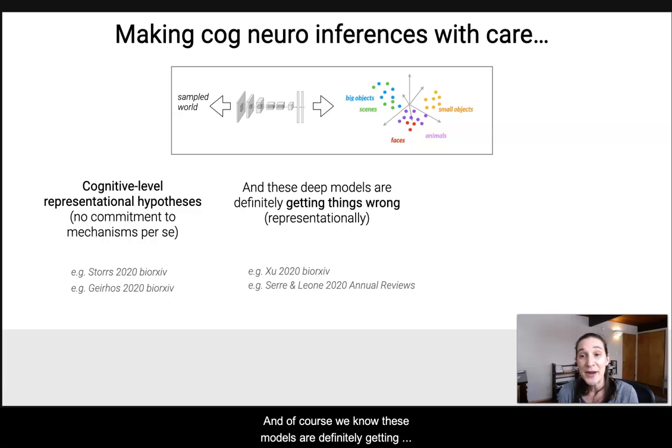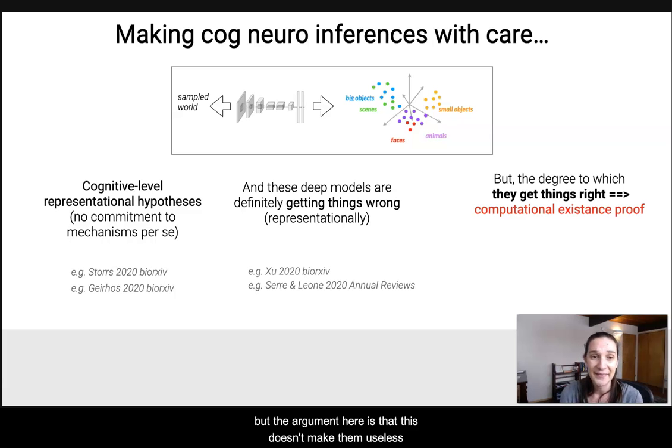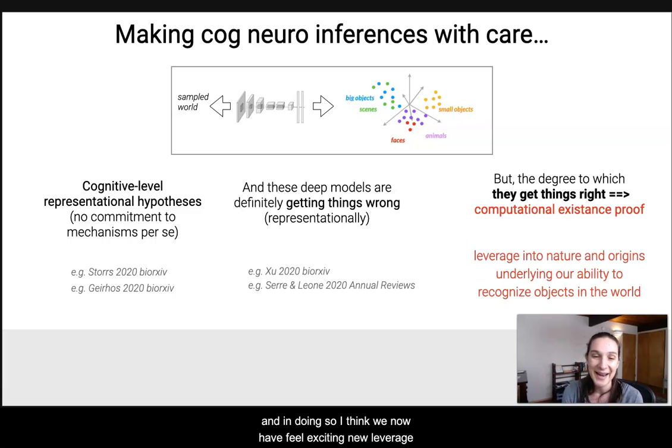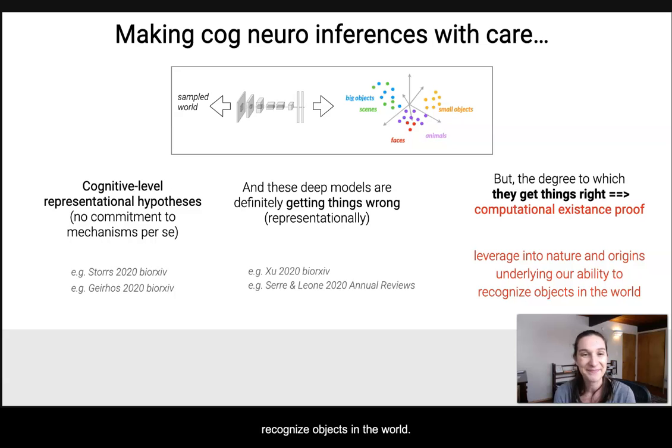And of course, we know these models are definitely getting things wrong representationally. There's adversarial examples that have an over-reliance on texture, but the argument here is that this doesn't make them useless. Here we leverage the idea that the degree to which they get things right can serve as a sort of computational existence proof. So these models are giving us inferential purchase on arguments about what's learnable from the input, given what kinds of constraints. And in doing so, I think we now have really exciting new leverage into the nature and origins underlying our ability to recognize objects in the world.